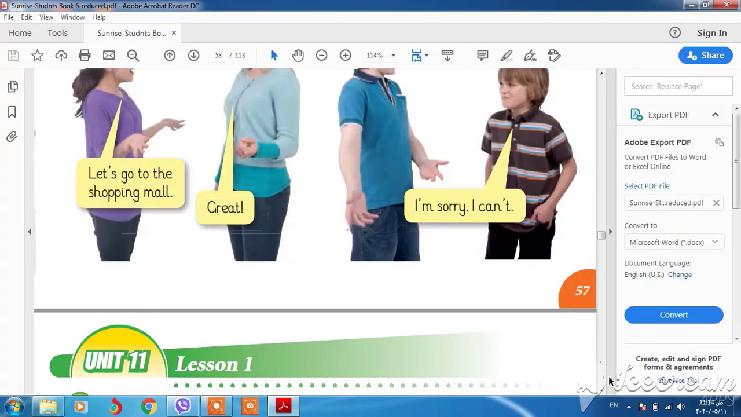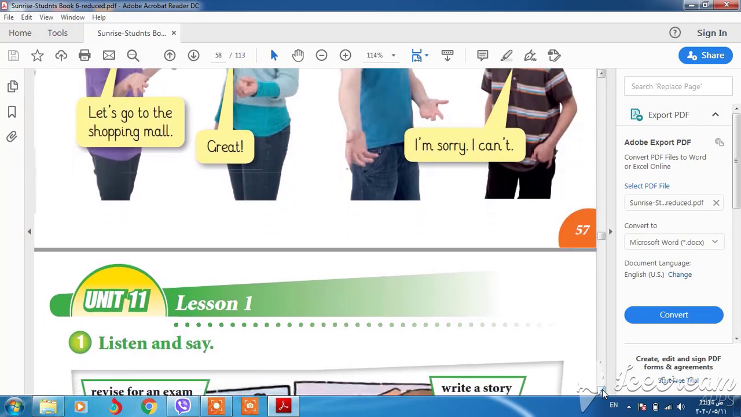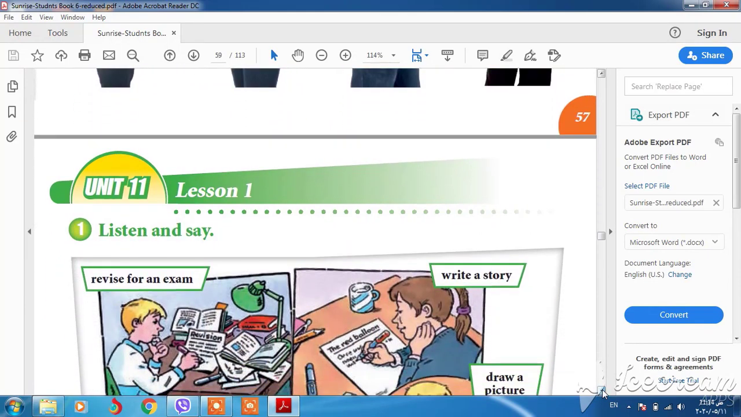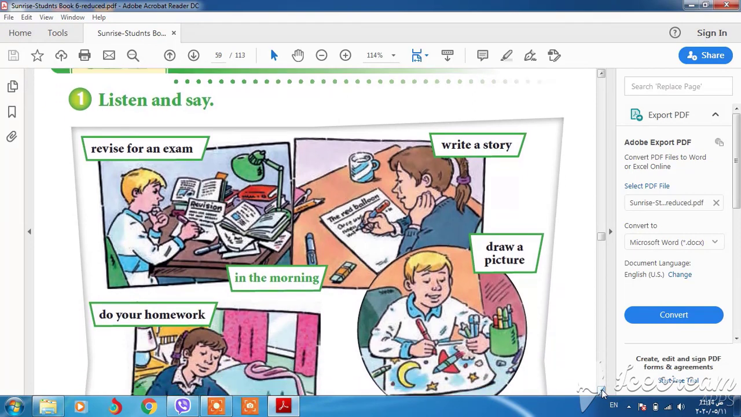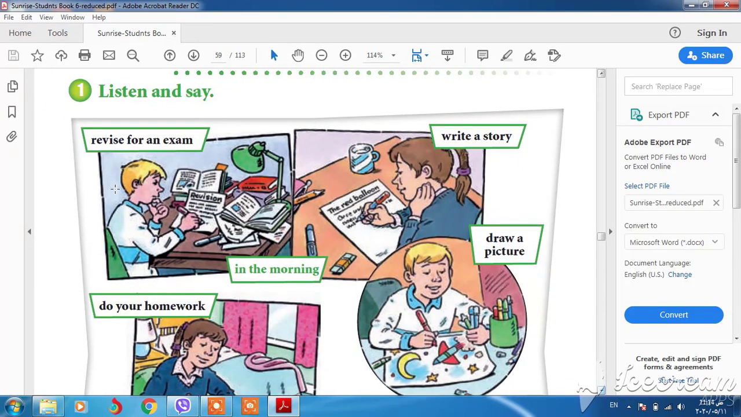now go to unit 11. Okay, unit 11 is also about the past simple negative. Revise for an exam. It is revise. We have this one, it's present. If we make it to past, it will be revised. We have e, we just put d for the verb.